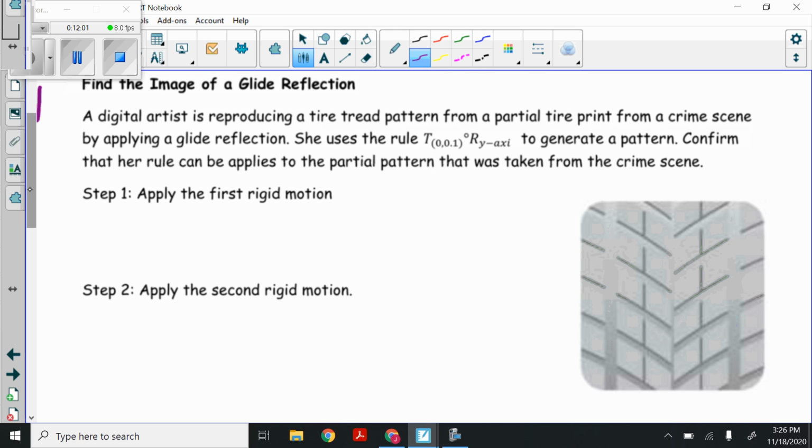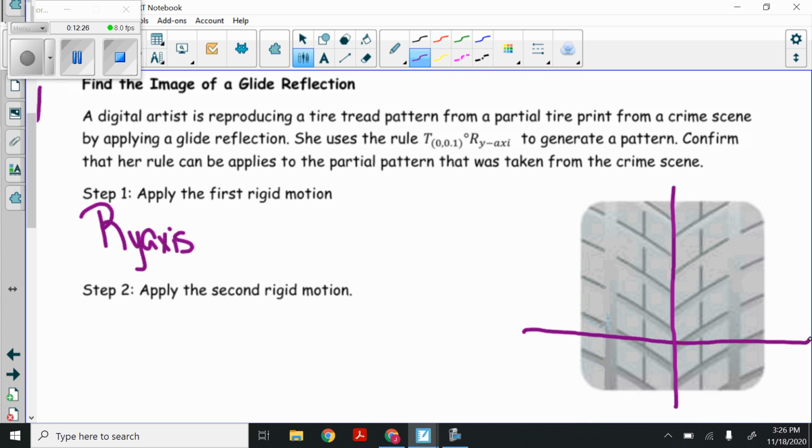Okay, so step number 1, apply the very first rigid motion. In this composition, that is going to be the reflection about the y-axis. So here we see that we have the tire print. Let's go ahead and draw an XY axis. So X, and then we will make Y down here. There's my XY axis. I'm going to say this is my figure right there. There's the pattern that I see in that tire. So first thing is to reflect over the y-axis. So that's going to come this way. I'm going to reflect over the y-axis right there.